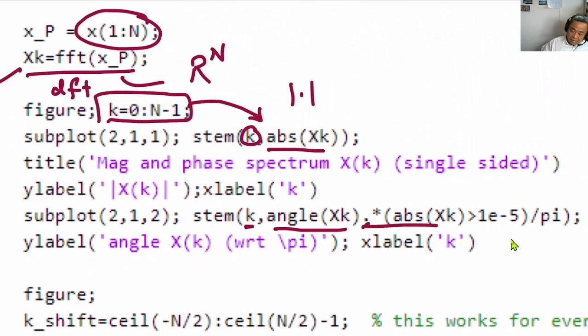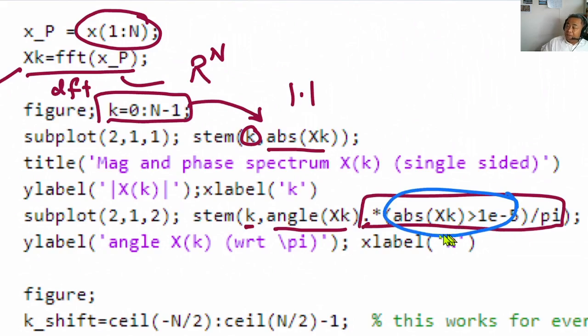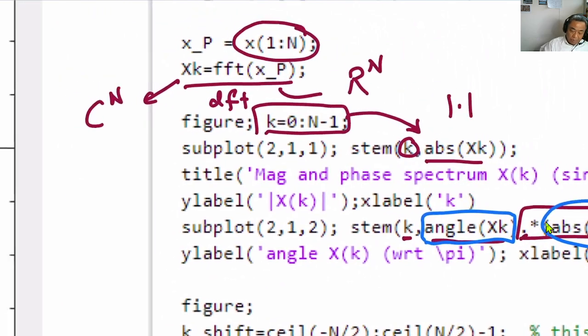Now, this first one, which is the blue one, you realize that I only want to plot the angle when the magnitude is greater than some very small value, which is 1e minus 5. And lastly, I'm going to divide everything by pi so that the angle is with respect to pi. So if it's half pi, 0.5 will show up instead of 0.5 times 3.1416, which is pi.